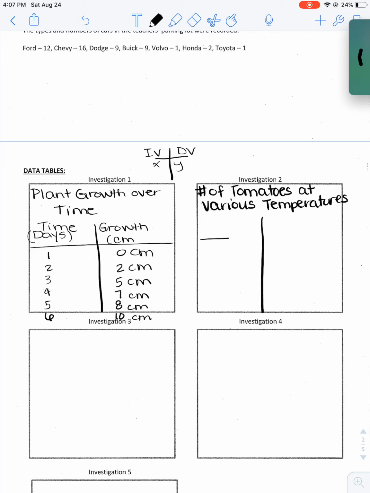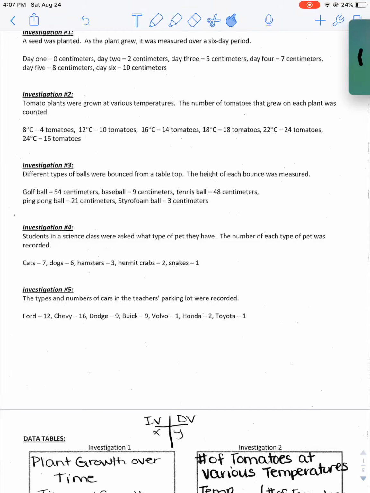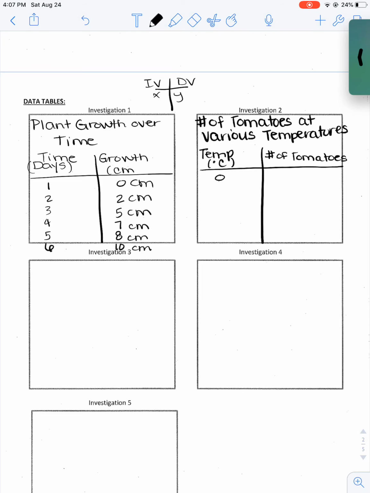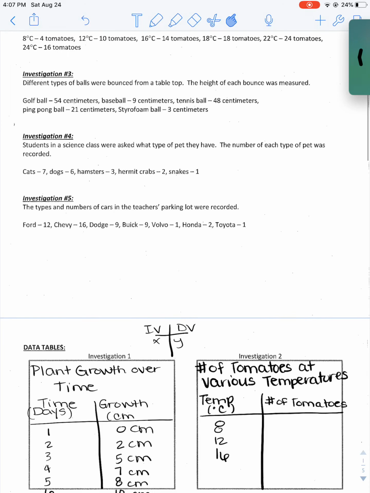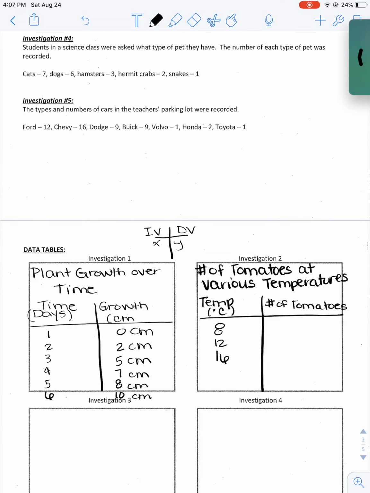Following the independent on the left and the dependent on the right. My independent is going to be temperature, and my unit is degrees Celsius. My dependent is going to be number of tomatoes. All right, what temperatures did I use? 8, 12, 16, 18, 22, 24.